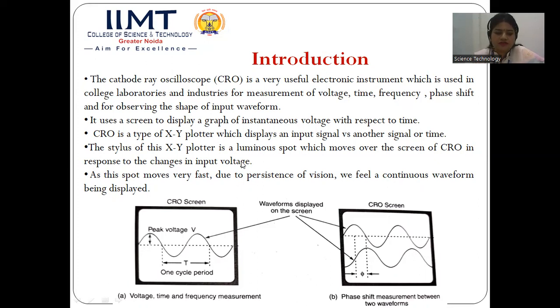So this CRO has many applications. All of us have studied the rectifier, and rectifiers with and without filter circuit. So we can obtain the output of the rectifier directly on the screen in the form of a waveform with and without filter. We can also get the output of the amplifier on the screen. So basically the CRO is helpful in obtaining the output directly in the form of a waveform on the screen.